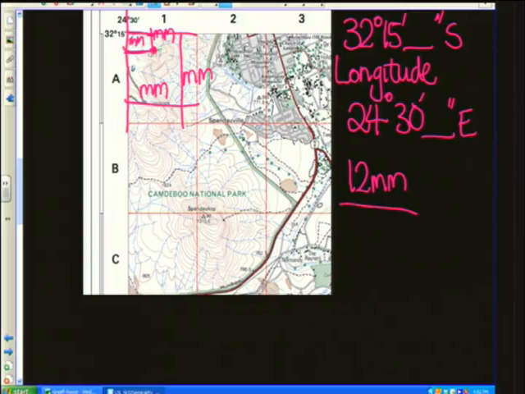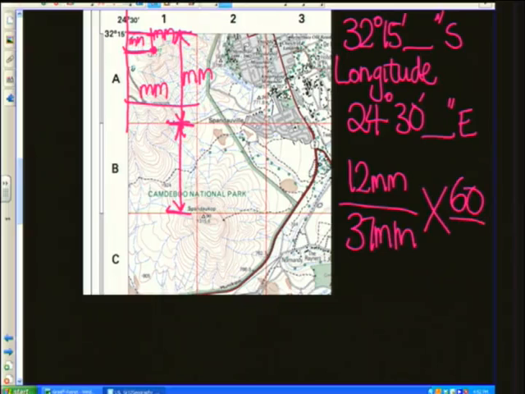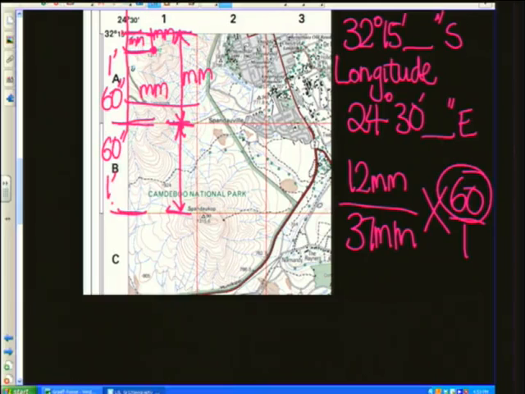Over the total distance, remember it's standardized. So always the distance between two lines of latitude, between there and there, or there and there, is always 37 millimeters. And what do we do with this? We multiply by 60 over 1. Where did I get the 60 from? Note, between each line of latitude, the distance is always 60 seconds or 1 minute. This is the distance between two lines of latitude.